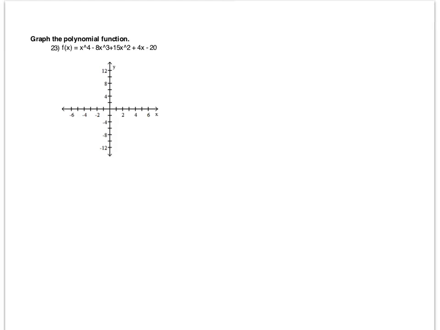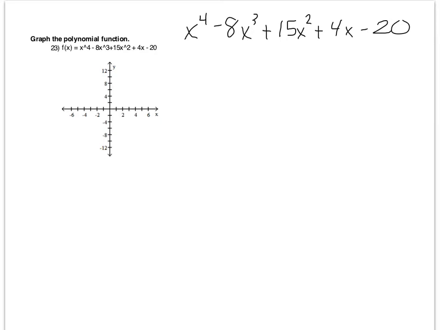So it's really x to the fourth minus 8x cubed plus 15x squared plus 4x minus 20. So A says find the zeros, B says determine end behavior and multiplicity, and then you're going to sketch the graph.